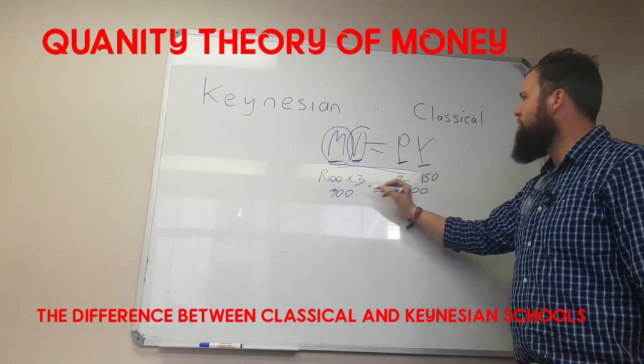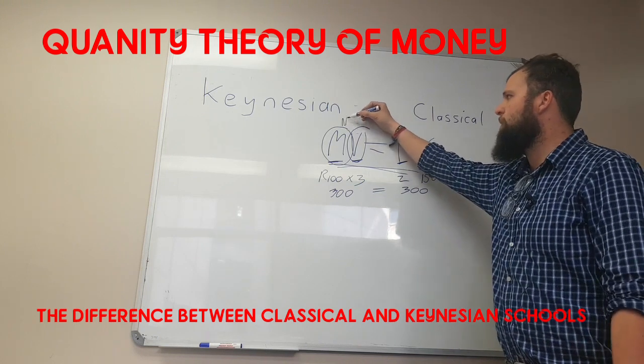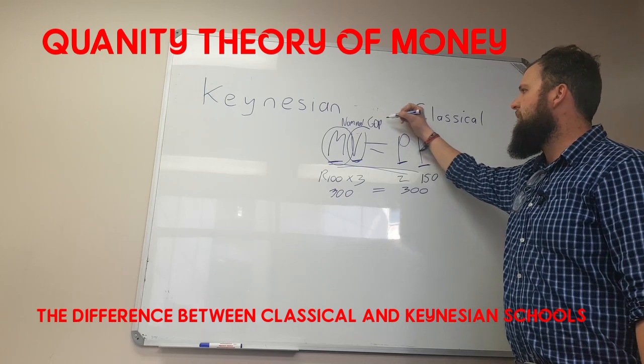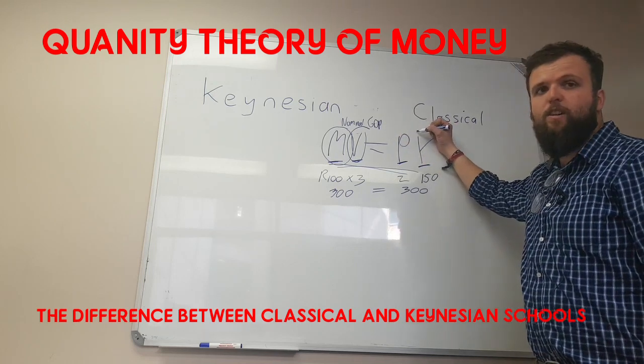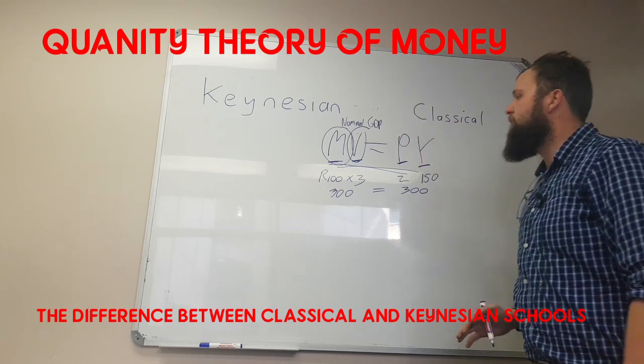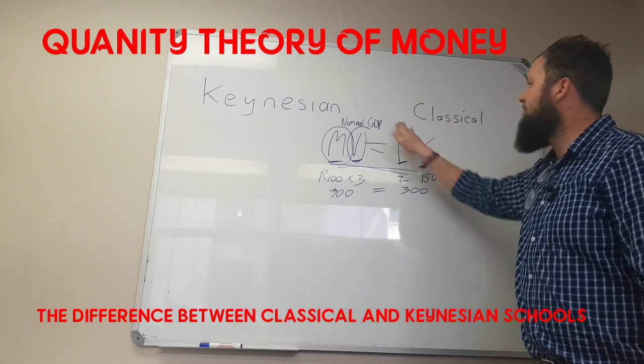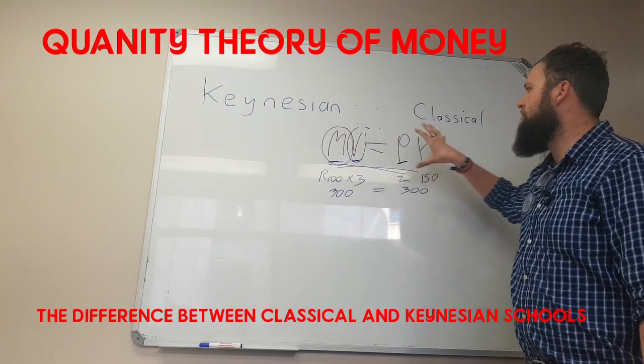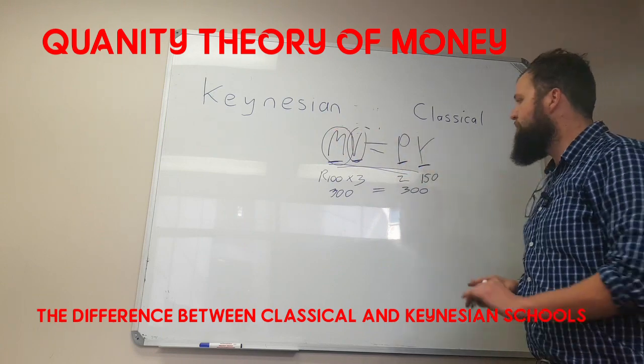And what does this represent? This one represents nominal GDP, and this one also represents nominal GDP. So it's very important that you understand this linkage between the two sectors, which is the money side and the real side. Very important you understand this.